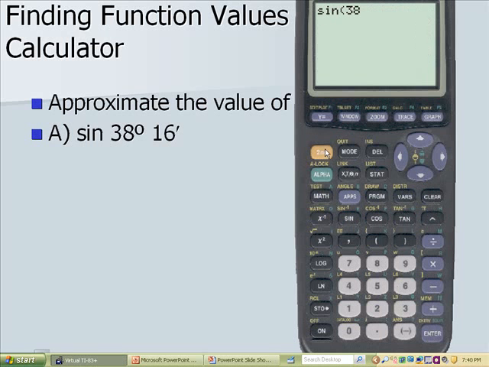So to put our degree symbol, we press second, apps, and 1. And then 16 minutes, we'll use second, apps, and 2. And we see that we get a value of approximately 0.619.